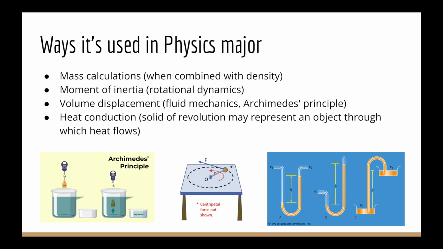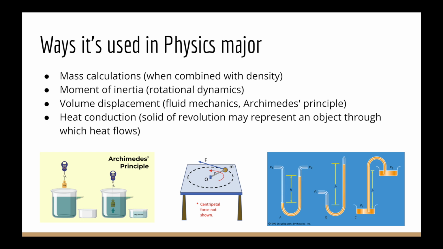First I have mass calculations when combined with density. For that, mass is equal to density times volume. This could be for wood or metal, and you can rearrange mass equals density times volume, for example, if you want to find density or the mass. Another way it can be used is the moment of inertia, rotational dynamics. An example for this is finding the rotational inertia of a merry-go-round or bike tires, anything that rotates.